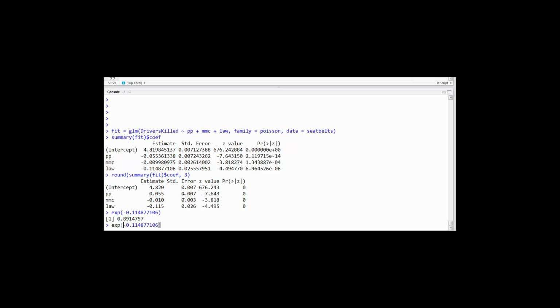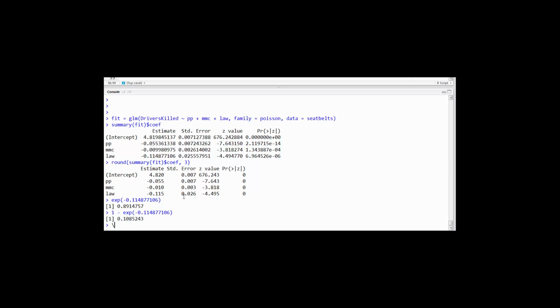And let's do 1 minus this. So what we see now is, if we exponentiate it, there's about an 11% decrease in the expected number of drivers killed before and after enacting the law. So enacting the law decreased the expected number of drivers killed by 11%.